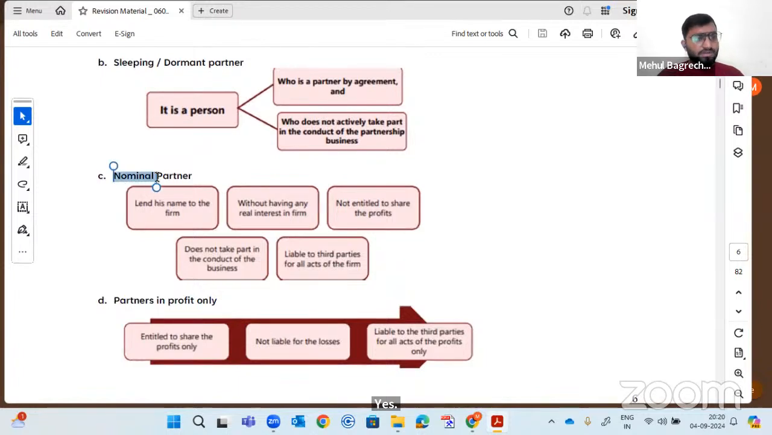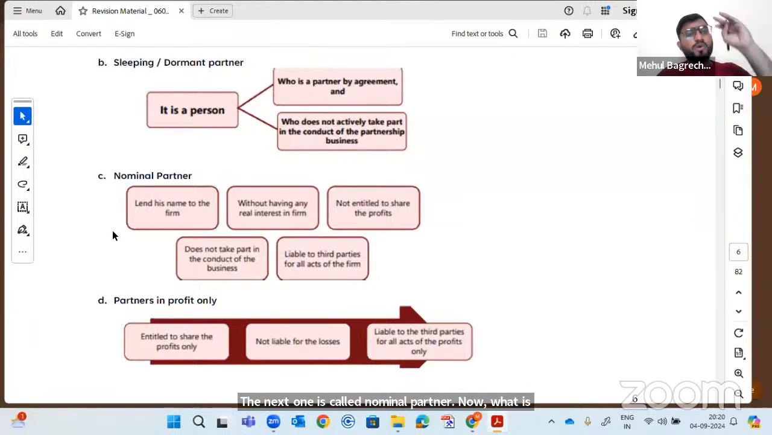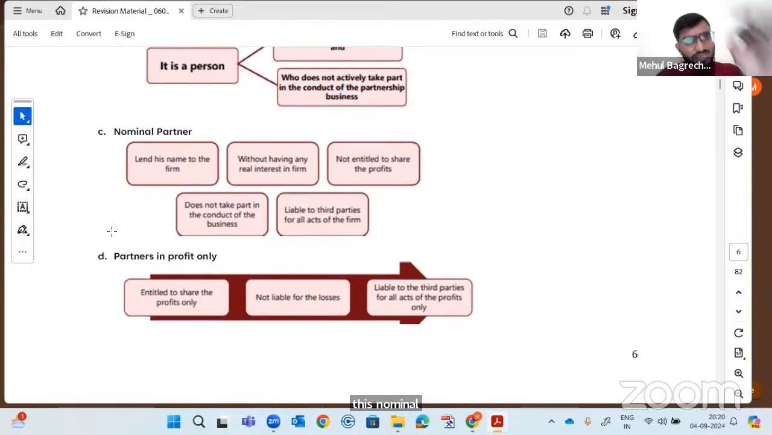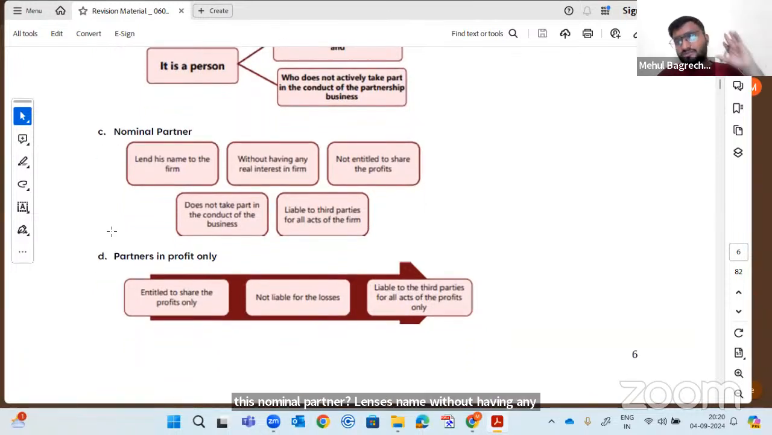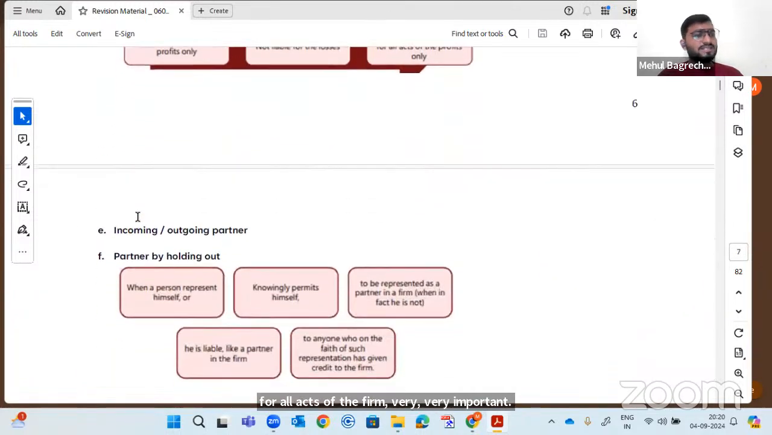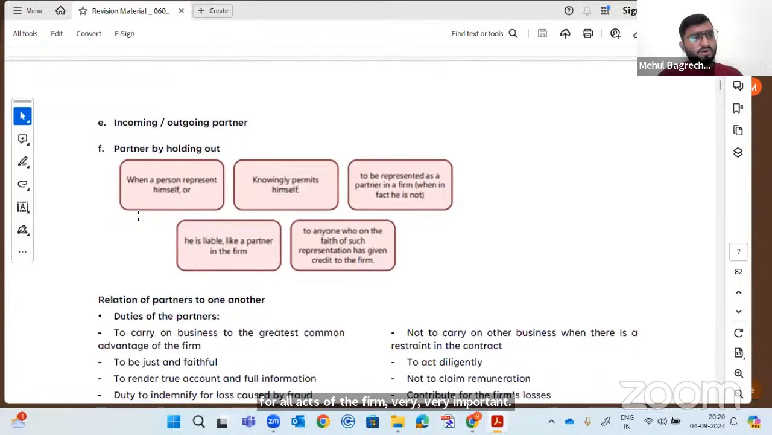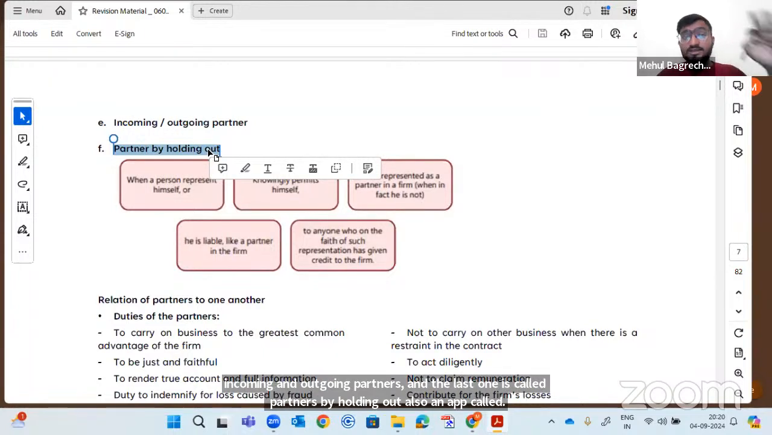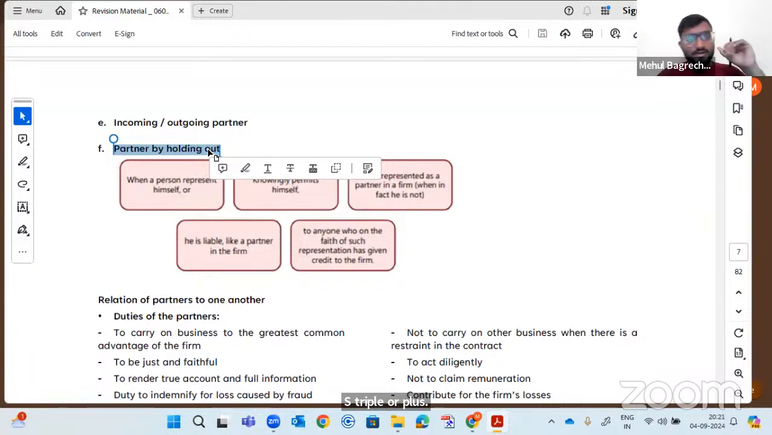The next one is called nominal partner. Now, what is this nominal partner? Lends his name, without having any real interest. He is not entitled to profits, does not take part in the business of the firm, but he is liable for all acts of the firm. Very important: partners in profit only, as the word itself says, incoming and outgoing partners. And the last one is called partners by holding out, also called estoppel partners. I repeat, this is also called estoppel partners.